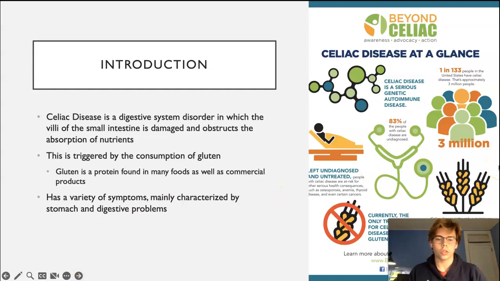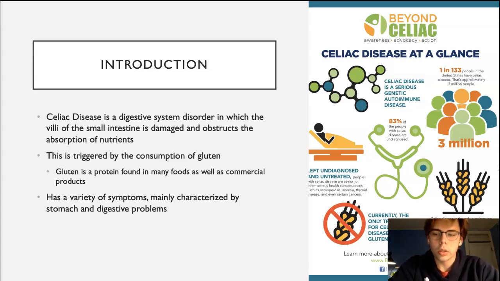So here's just an introduction. There's a little infographic on the right if you'd like to look at it. Celiac disease is a digestive system disorder in which the villi of the small intestine are damaged, which obstructs the absorption of nutrients. The villi of the small intestine are these pillar-like structures that protrude from the small intestine. In patients with celiac disease, they're flattened, and they almost end up looking like pancakes. When this happens, the small intestine isn't able to get the nutrients that it needs. And this is triggered by the consumption of gluten.